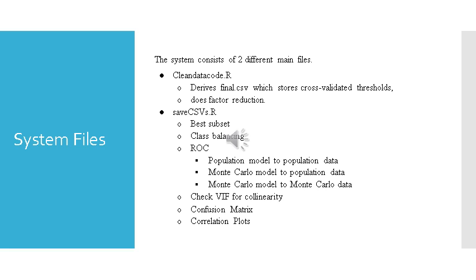The second file is savecsvs.r. This file has the best subset. It also does the class balancing. The file also has ROC curves displaying population model to population data, Monte Carlo model to population data, and Monte Carlo model to Monte Carlo data. The file also checks the VIF for collinearity. It also has the correlation matrix and correlation plots for the datasets.